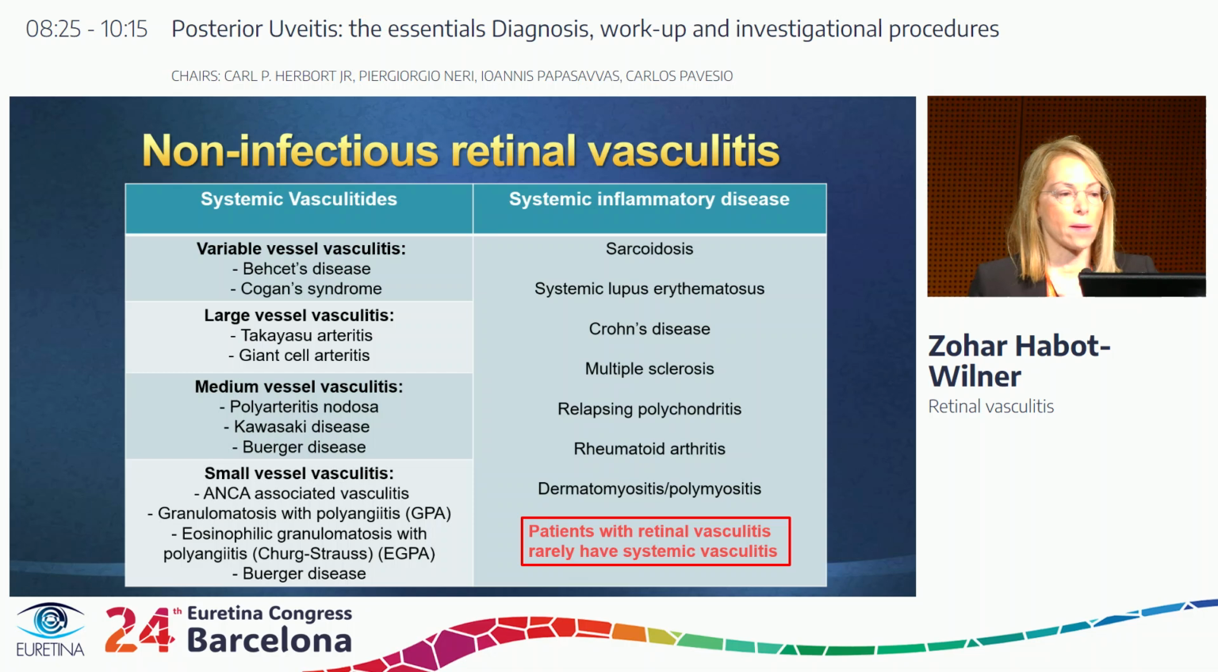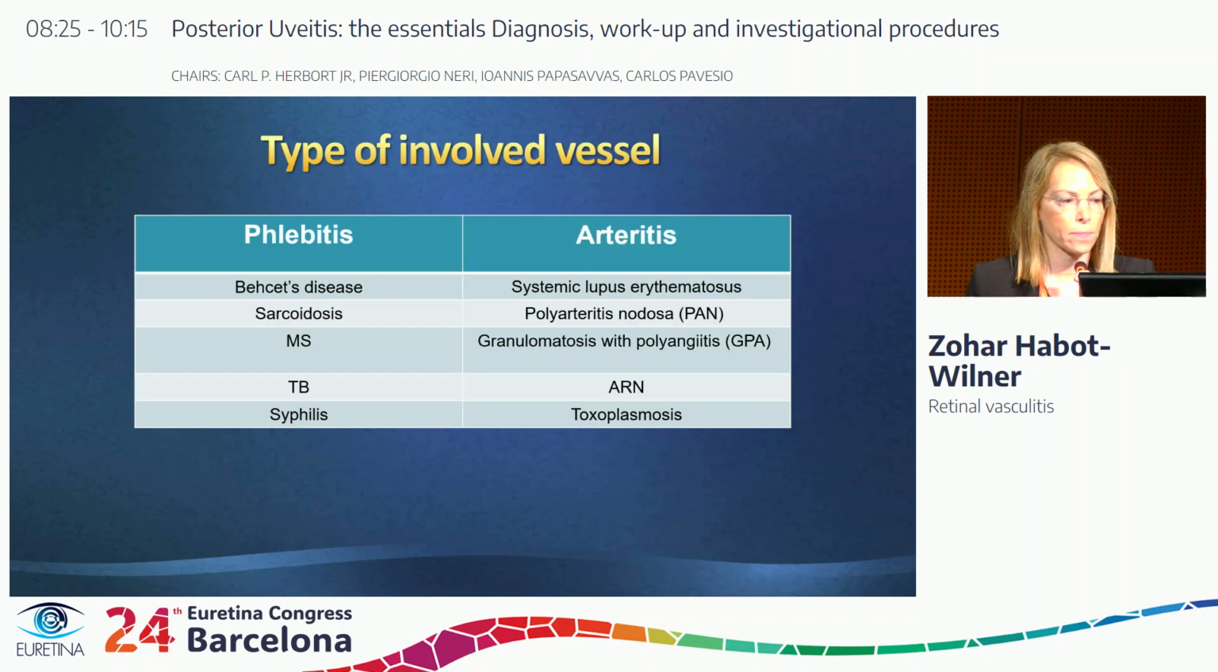We have also some, of course, non-infectious diseases that may be related to retinal vasculitis. And these include systemic vasculitis and systemic inflammatory diseases. But it is important to note that patients with retinal vasculitis will very rarely have systemic vasculitis. One exception is, of course, Behçet disease, in which one of the most common presentations is retinal vasculitis with occlusive retinal vasculitis.